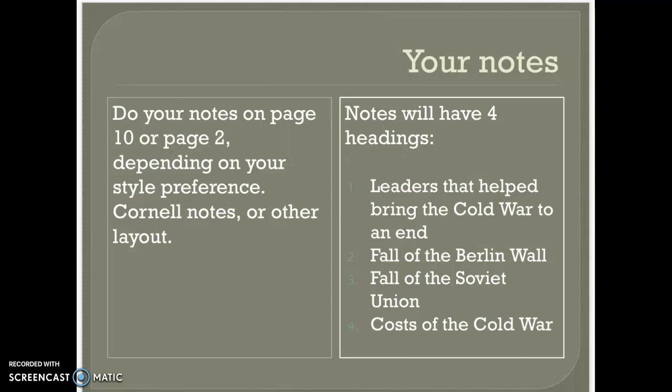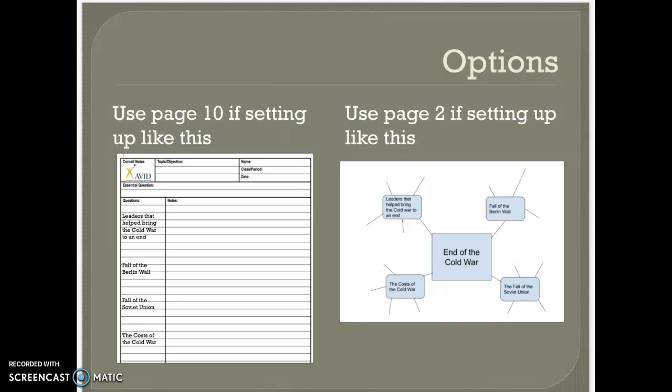So when setting this up, your notes are going to have 4 headings. So there are 4 main topics in the slides: leaders that helped bring the Cold War to an end, the fall of the Berlin Wall, the fall of the Soviet Union, and then the costs of the Cold War. So when you're setting up your information, those are the 4 headings you're going to use.